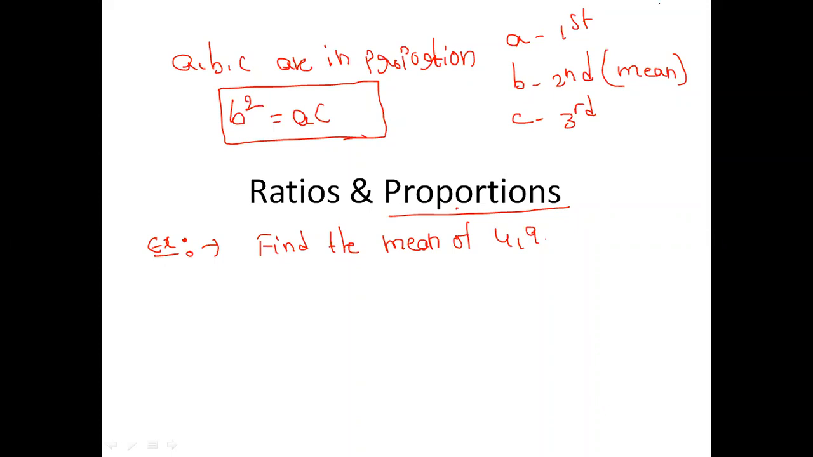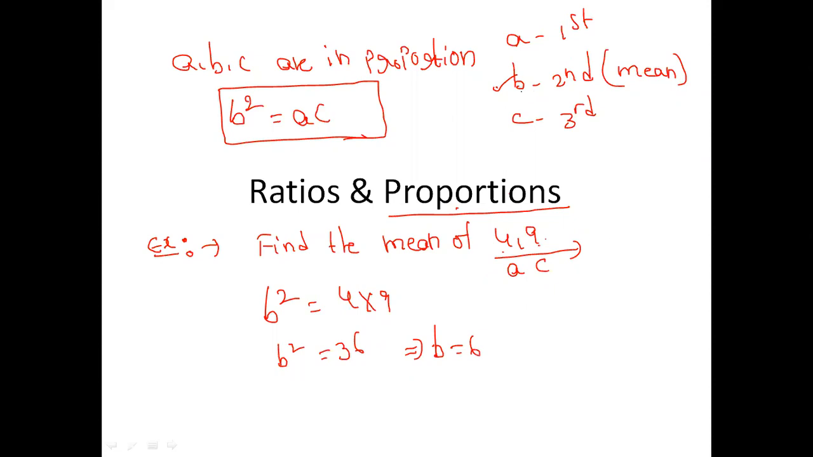Okay, let me help you to answer the question. B square equal to AC is the logic that I have told you when three numbers are in proportion. Find the mean of 4, 9 means, already I told you that B has a nickname of mean, right? Yes or no? Find the mean means they're asking me to find out the B value. So B square equal to what? What is A, what is C? I already told you, you need to take the numbers in order. That means A is equal to 4, C is equal to 9. So here 4 into 9, B square equal to 36. That means what's the value of B, guys? Value of B is equal to 6. Got the point?